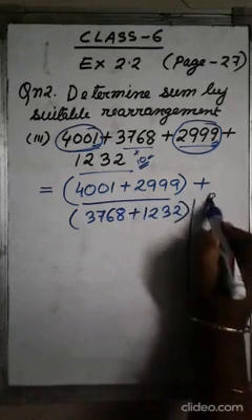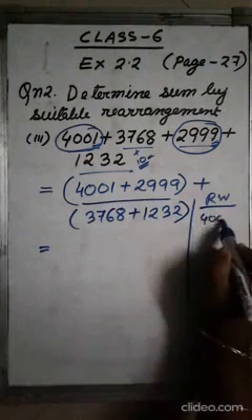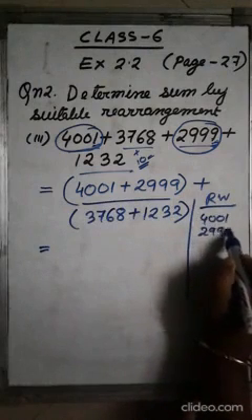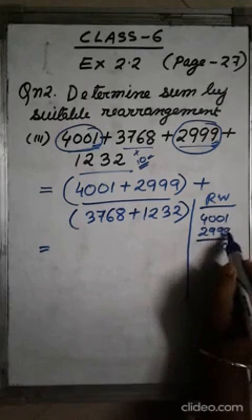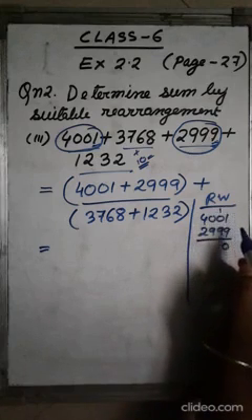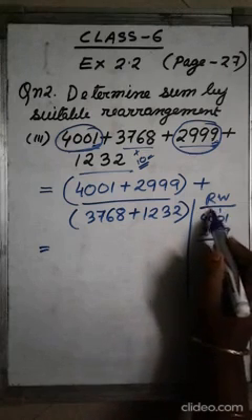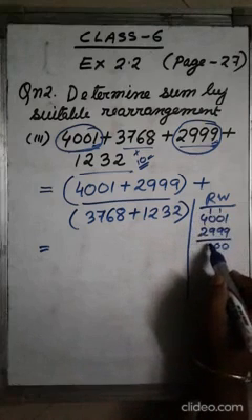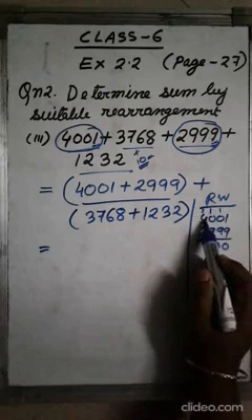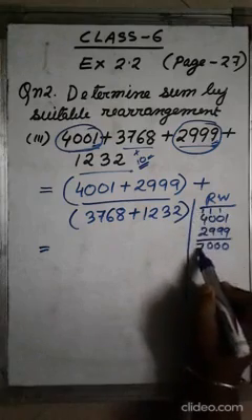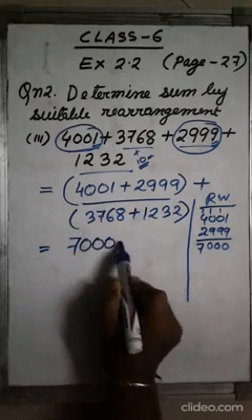Now you add these two pairs, 4001 and 2999. What you get? It is 0. 1 plus 9 is 10, 1 will be carried forward. 1 plus 9 is again 10, again 1 will be carried forward. 1 plus 9 is again 10, 1 is carried forward. 4 plus 2, 6 plus 1, that is 7. So these two numbers make 7,000.